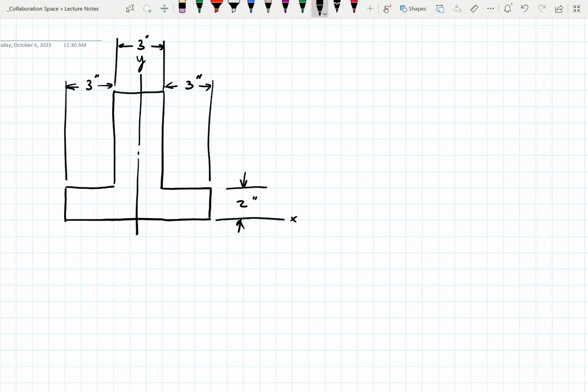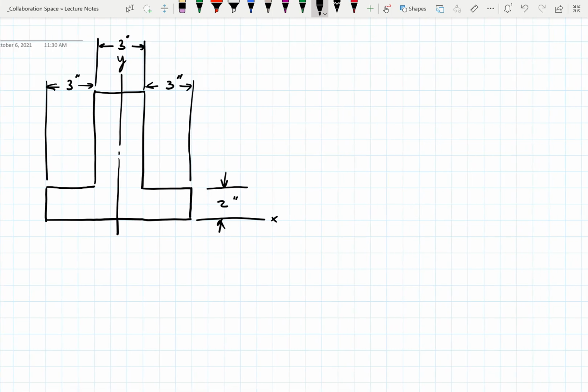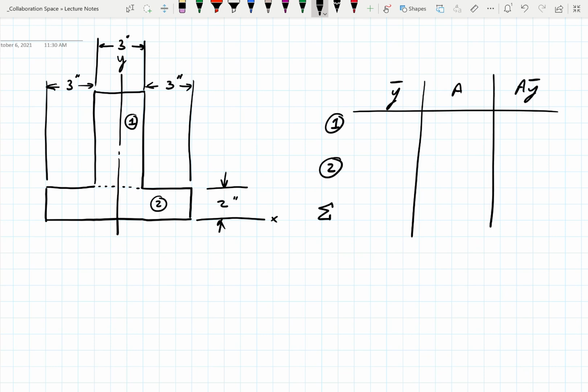Okay, so table. We got part 1, which was, come on. Yeah, this one up here is going to be part 1. This one will be part 2. So I'm going to draw a little dashed line across there to separate them. And we're literally going 1, 2, summation, and we're going to look for our Y, and we're going to look for our A, and then we're going to look for AY, don't do the O there. Okay? And we're going to fill in the table.